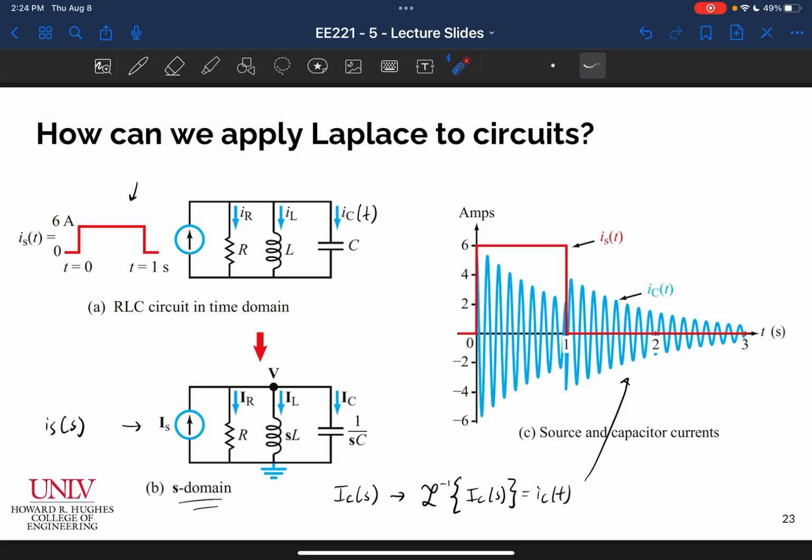Okay, so I'll end this video here, and in the next video, we're going to move into a little bit more about the Laplace transform now that we know how we can apply it to circuits.